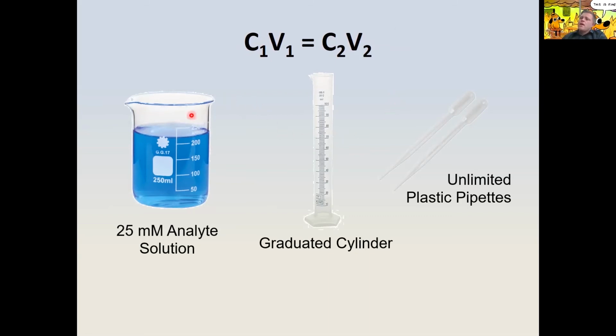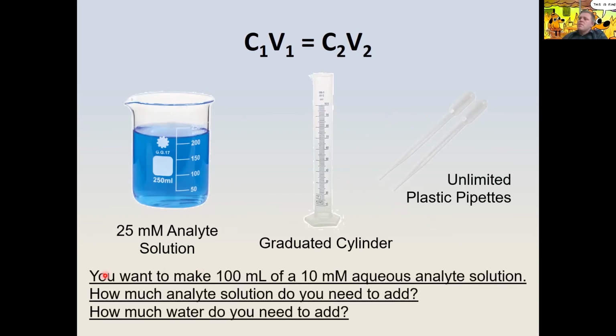So right now, I have a beaker full of analyte solution. The concentration of my analyte is 25 millimolar. I have a graduated cylinder that goes up to 100 mils. And I have unlimited plastic pipettes and unlimited DI water. What I want to do is to make a 100 mil solution that has a concentration of 10 millimolar of my aqueous analyte. So the question is, how much analyte solution do I need to add, and how much water do I need to add?